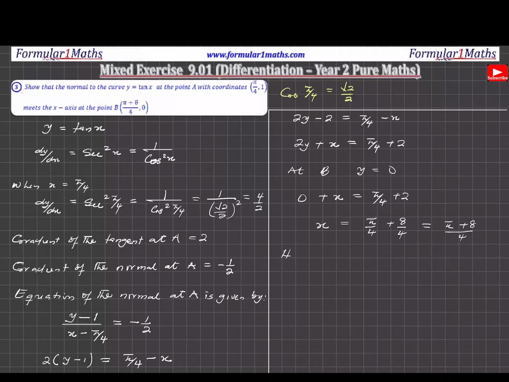Hence, the coordinates of B is (pi plus 8) over 4 and 0. And this is the proof required. And this brings us to the end of this session on differentiation.